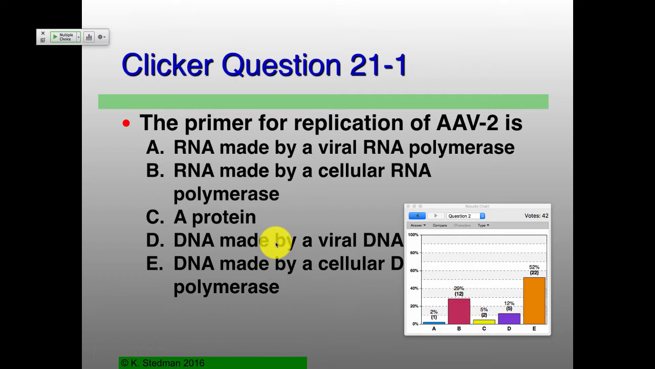It's a secondary structure, which is a hairpin, which is what? DNA or RNA? It's DNA. Okay, so now we have DNA made by a viral DNA polymerase or a cellular DNA polymerase. So do these things even have viral DNA polymerases? No. So what are we left with? E. Make sense? Not make sense? Yes, no. Some people happy, some people less happy. Yeah, in the back.